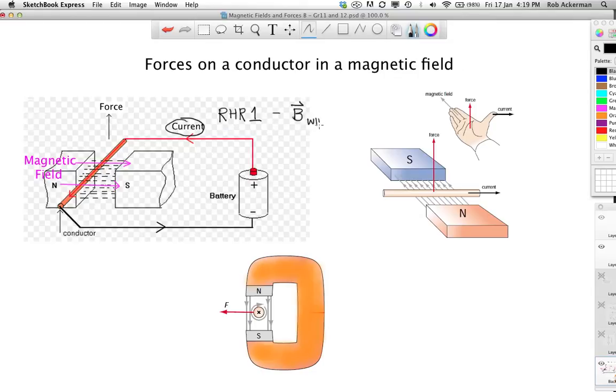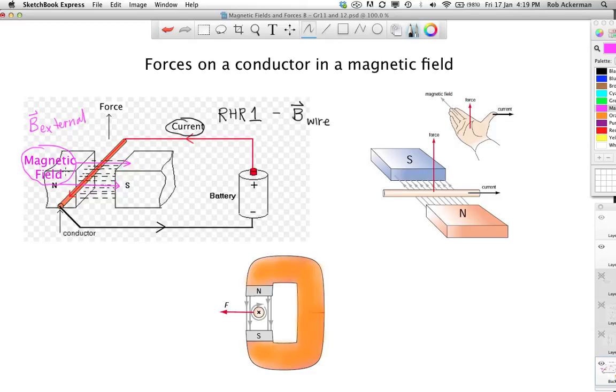The magnetic field due to the wire. However, there's also this magnetic field, which I've shown in magenta. This is another magnetic field. We could call it the external magnetic field. There are two different magnetic fields here.